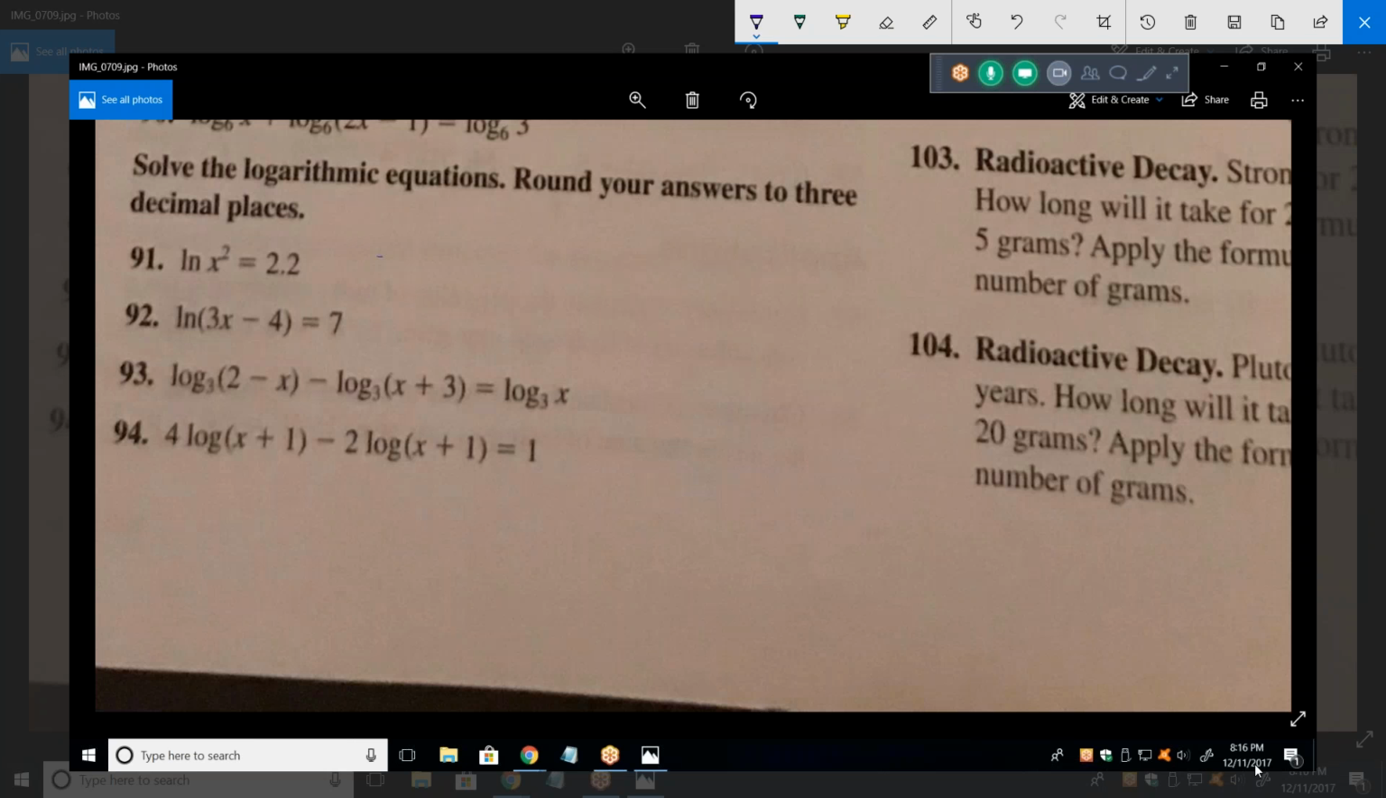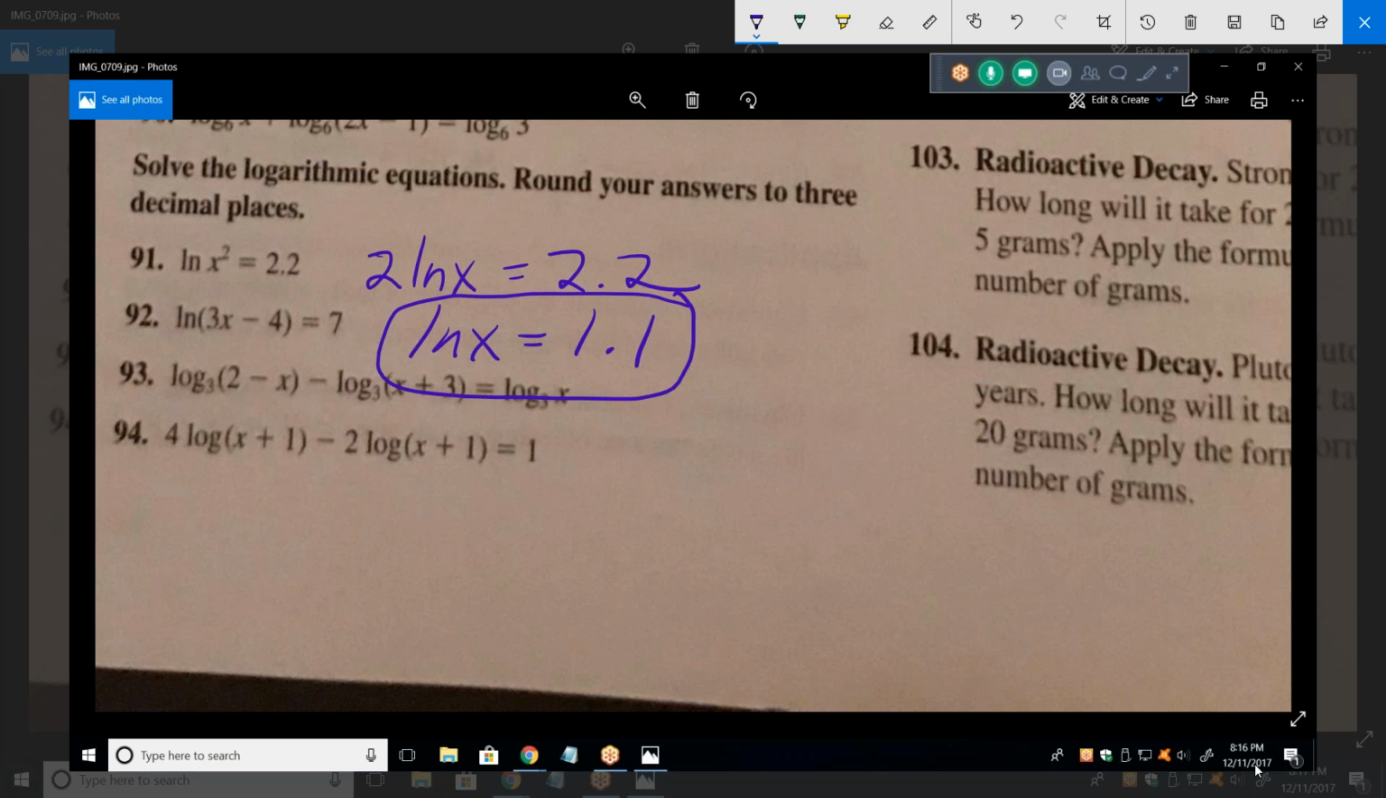So it becomes 2 natural log of x equals 2.2. So now what can we do? Can you divide by 2? Yep. So now we have natural log of x equals 1.1. Now convert that to exponential format.